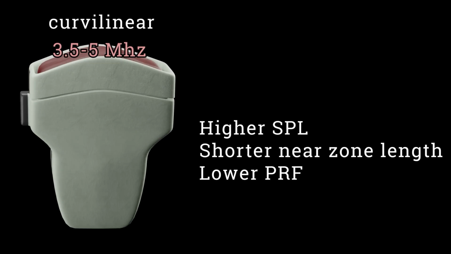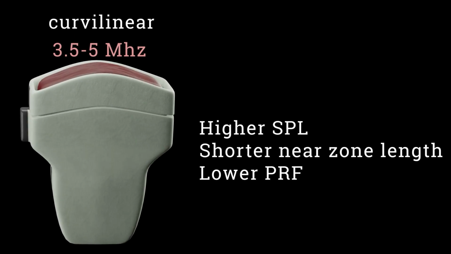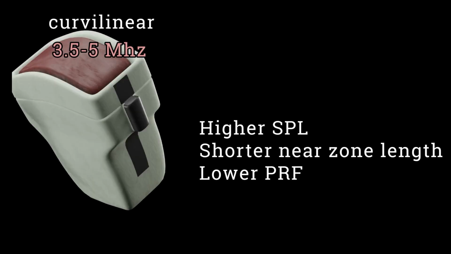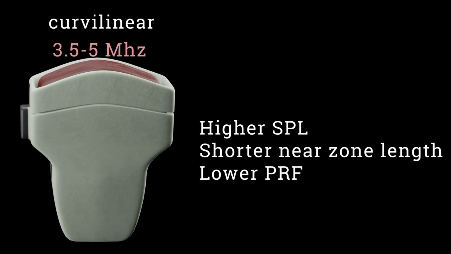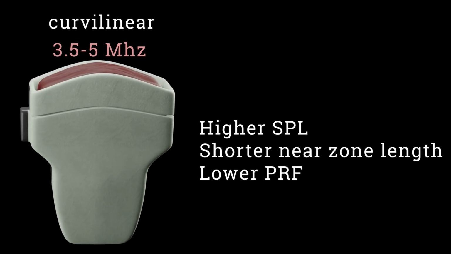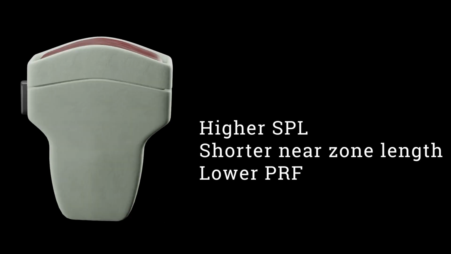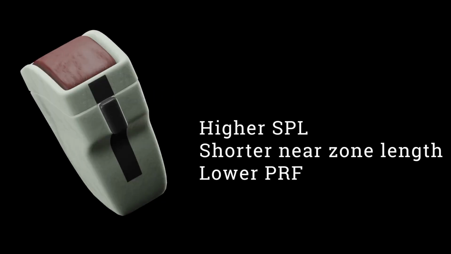And B, that the diameter of the probe is slightly larger than that of the linear probe and appears to have better lateral resolution. However, the higher wavelength lowers the near zone length and thus has an overall worse lateral resolution. And C, the pulse repetition frequency lowers at higher depths, which lowers the temporal resolution.